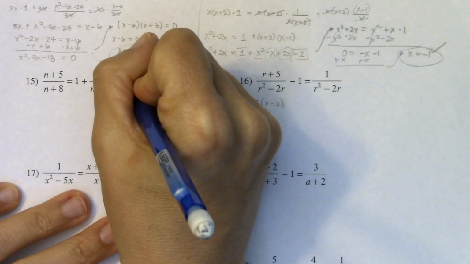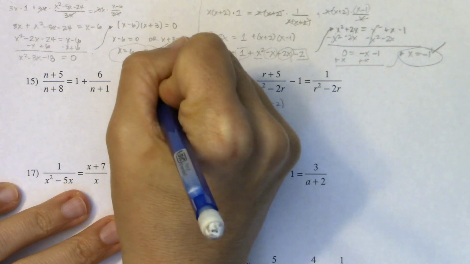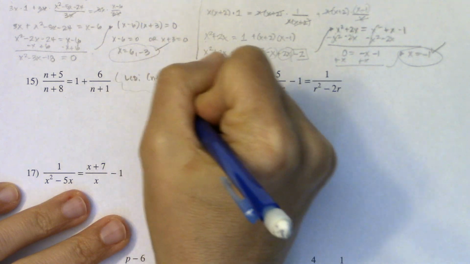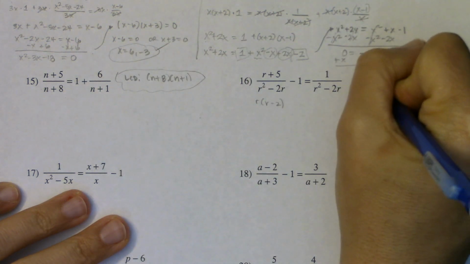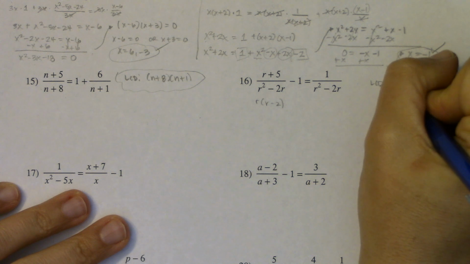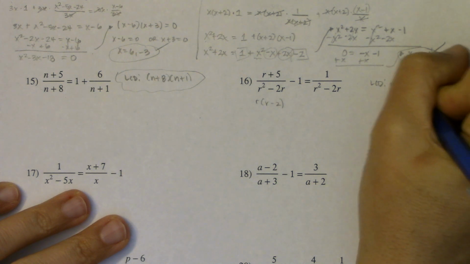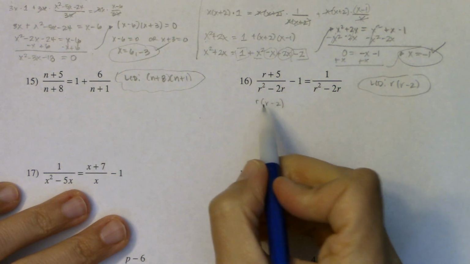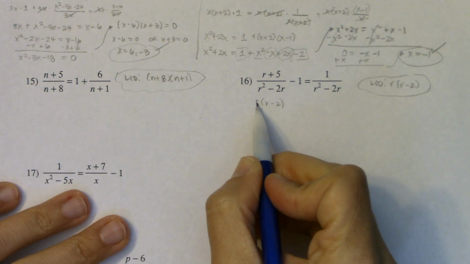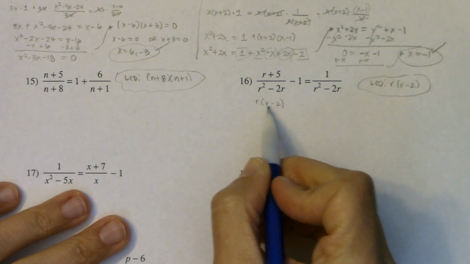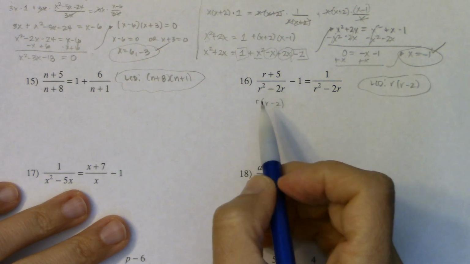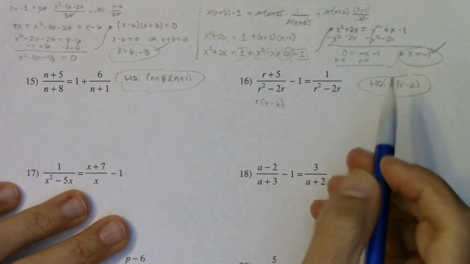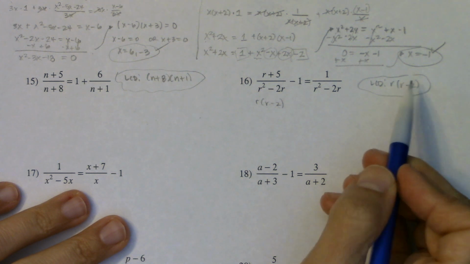So that tells me my LCD for number 15 is n plus 8 times n plus 1. But for 16, I need an r and an r minus 2, right? So I need to make sure I take that GCF out so I can see the individual factors. I have a linear factor of r and another linear factor of r minus 2. Just for some extra vocab, we would call this a monomial, and this a binomial. But I just need to make sure each of those is represented in the LCD.